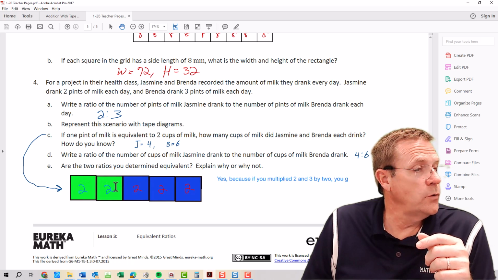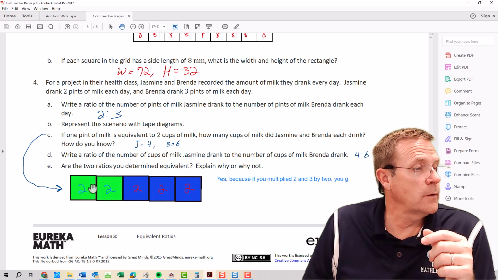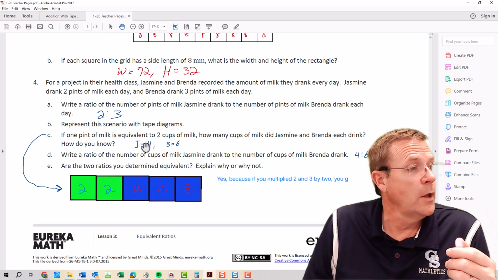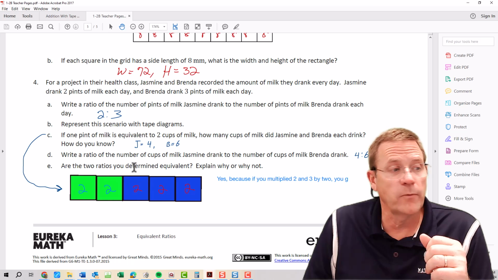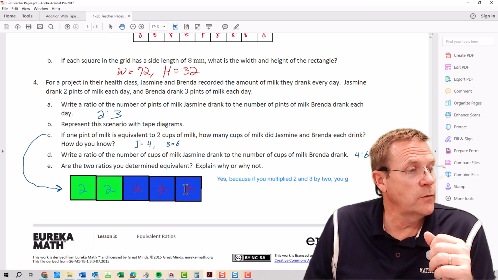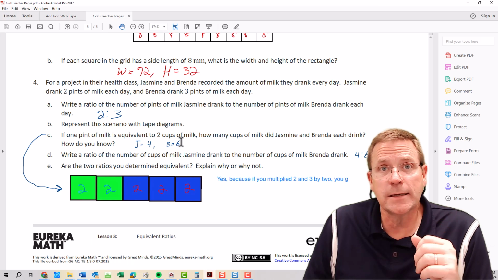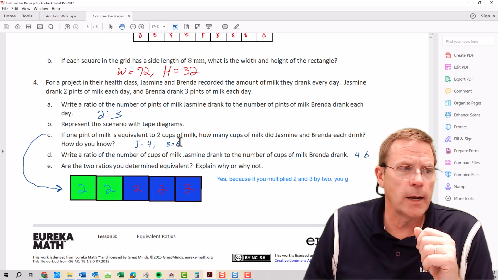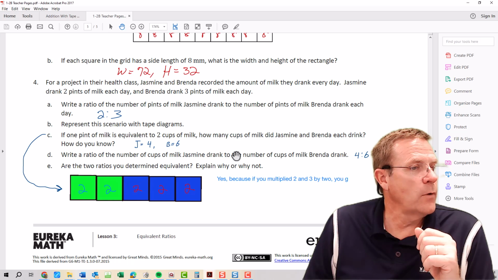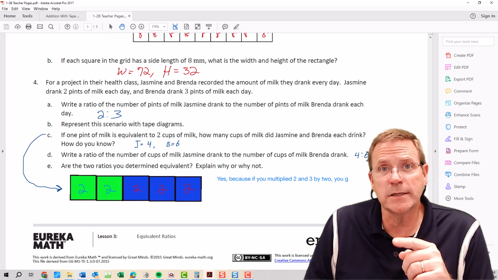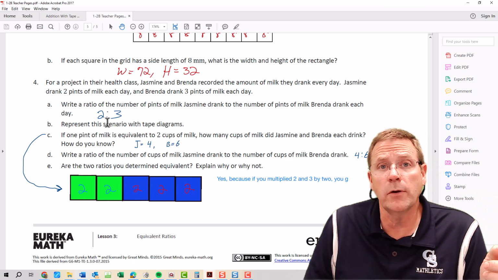Well, I said 2 times 2, or 2 plus 2 is going to be 4, or 2 times 2 is 4 as well. So Jasmine drank 4 cups of milk, and then 2 plus 2 plus 2 is 6. So Brenda drank 6 cups of milk. Almost done, not quite there. That ratio is going to be 4 to 6, and it asks, is 4 to 6 going to be equivalent to the 2 to 3 we saw here?